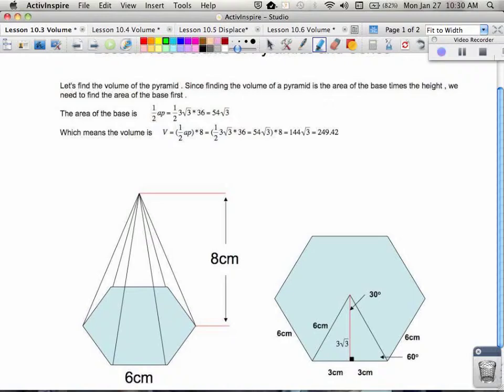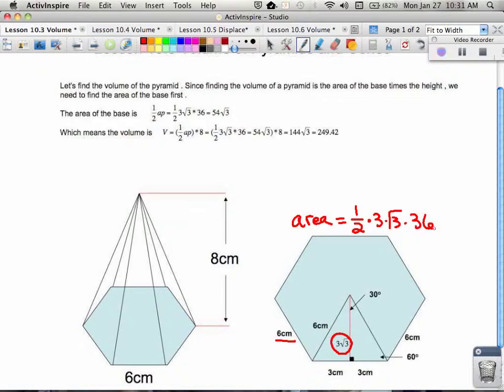In this particular example, I have an apothem that is 3√3, and since I have 6 sides, a perimeter that will be 6 times 6. So to find the area of this base, I would take 1/2 times the apothem, which is 3 times the square root of 3, times the perimeter, which would be 36, and multiply all these things out together.